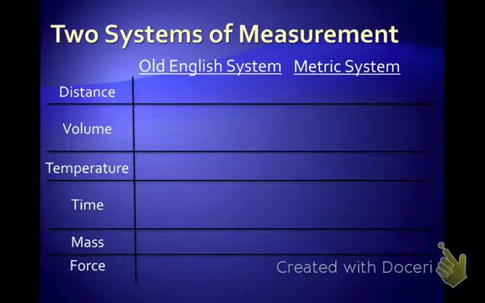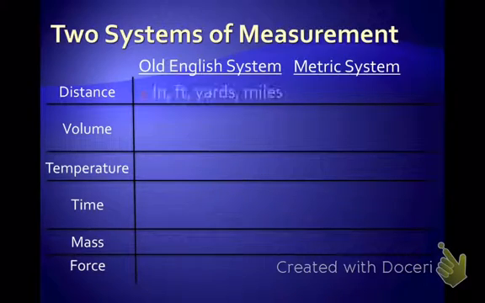There are two basic ways or systems of measurement. In the United States, we normally live in the Old English system, whereas the rest of the world lives in the metric system. And so units apply to many different things. You can see distance, volume, temperature, time, mass, force, and it goes on and on and on.